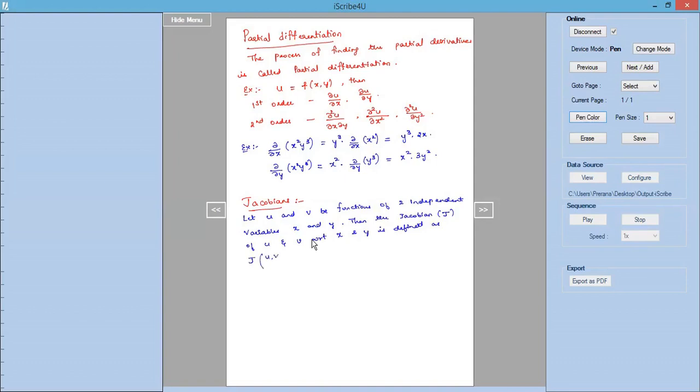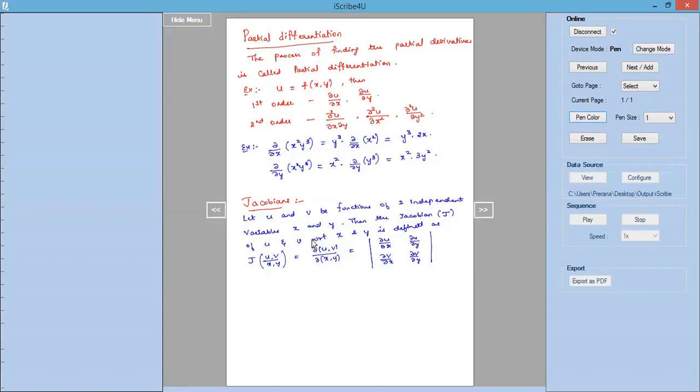J of u, v with respect to x, y, which is one and the same as writing dou of u, v with respect to x, y. This is obtained by expanding the 2 cross 2 determinant: dou u by dou x, dou u by dou y in the first row, dou v by dou x, dou v by dou y in the second row. It is two dependent variables u and v with respect to two independent variables x and y, so it is a 2 cross 2 determinant.